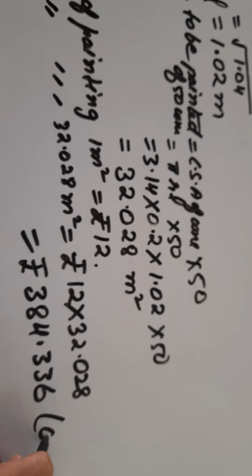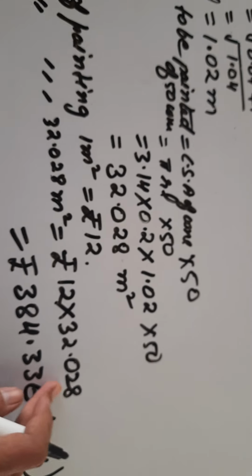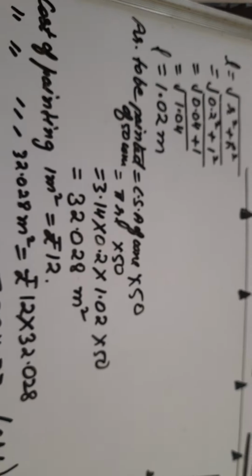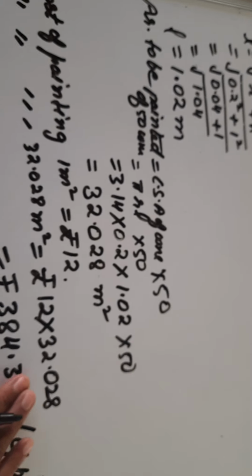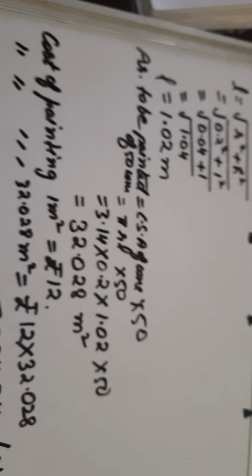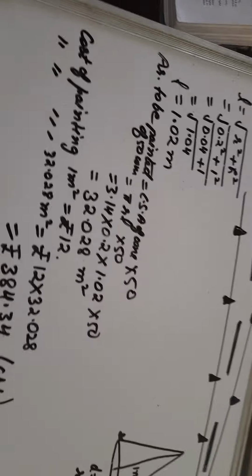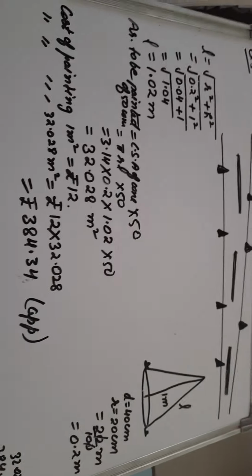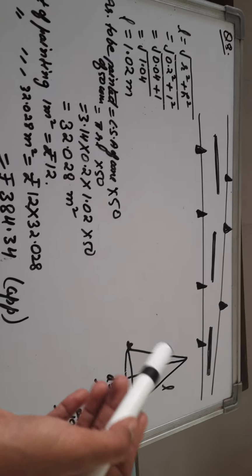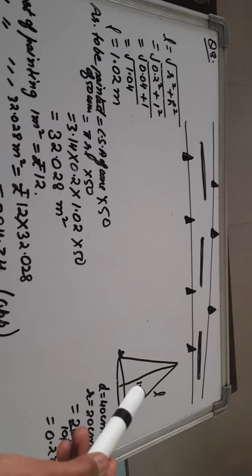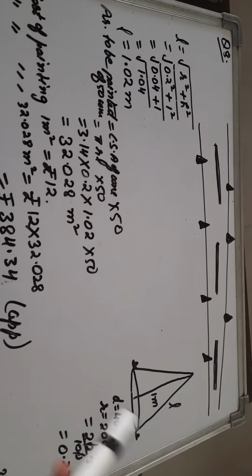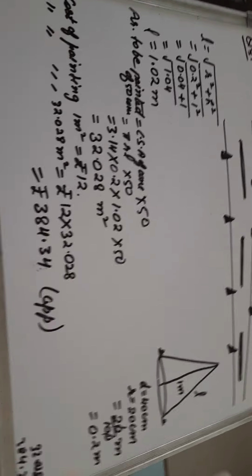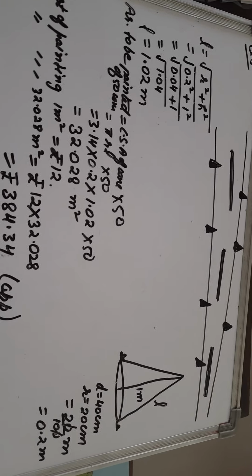384.336 approximately. We need to find out only 2 decimal places. We can write it like this also, or 36. If you round it off, you will get 34. So you can write in any of the ways, right? So I hope it is clear to you. We need to calculate only the curved surface area, because this is the area which appears in front of us and is to be painted. That is curved surface area. So solve it and get the answer.